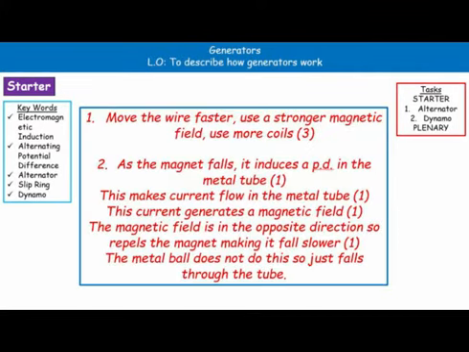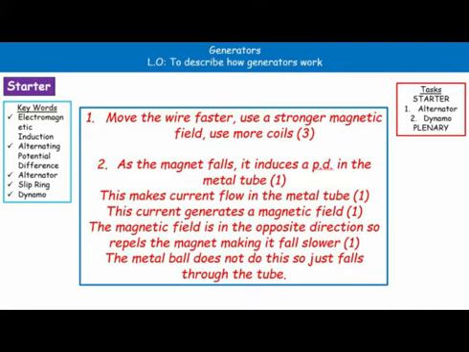So, first question, there are three ways that we can obviously increase the potential difference. Give yourself a mark for each of these that you've got right. So the first one, move the wire faster. Secondly, use a stronger magnetic field. Or finally, use more coils. You could describe that as use more loops or use more wire. Any of those descriptions are fine.